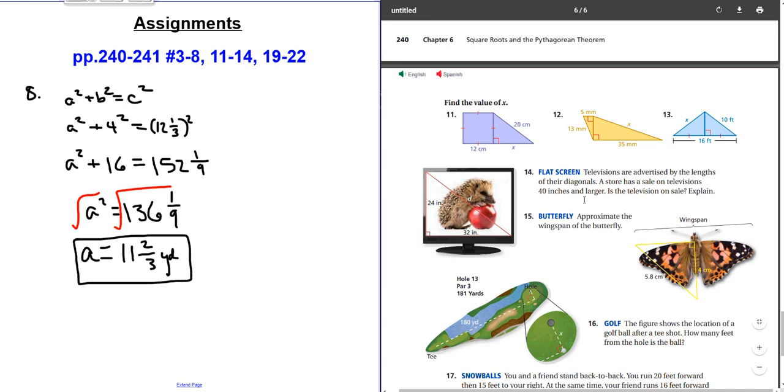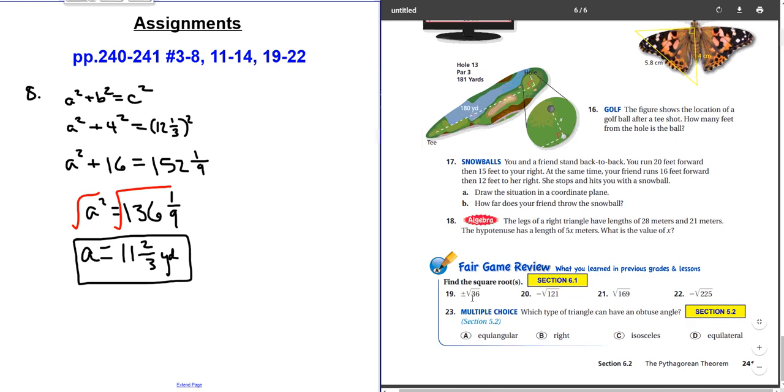All right, then you have 19 through 22. And those are just review problems, just like I did in the warm-up. So those are going to look pretty familiar. Just remember, if you have a plus or minus symbol to start, you need a plus or minus symbol to end. Okay. If you have a negative symbol to start, you need a negative symbol to end.